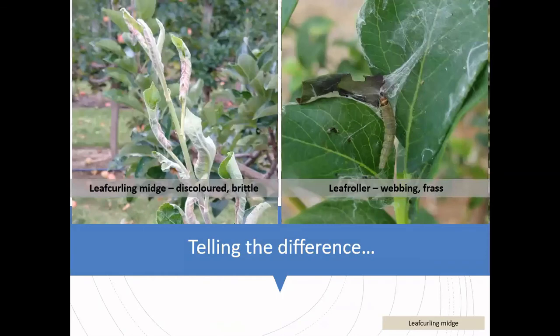So there is some similar pest damage that can occur in the orchard that you can mistake leaf curling midge damage for. For instance, leaf roller damage. Now, with leaf curling midge, again, those galls are very tight and brittle, so it can be rather difficult to unfold. Whereas leaf roller tends to have quite loose rolls. There's also typically the presence of webbing and frass with any sort of leaf roller damage.